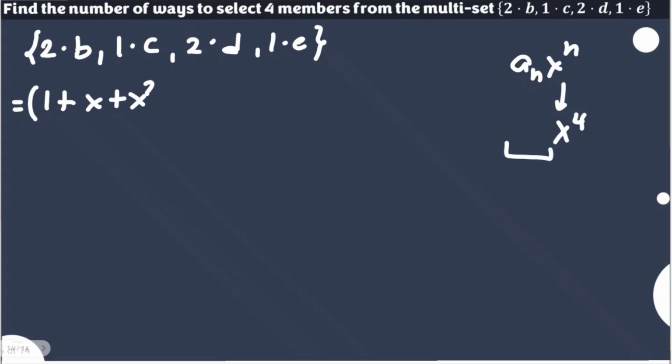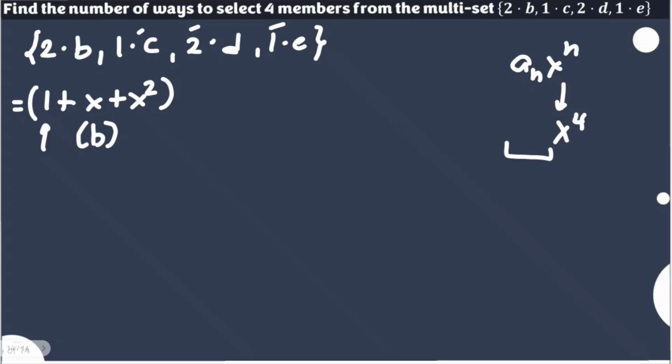plus x squared. In previous videos, we're able to identify bx and bx squared, right? But since it would be very difficult and very complicated for more than 3 or even 3 variables, let's just stay with no variables here. But this is for our b coefficient. So what does this mean? In our selection of 4 members, b may not be selected. What if I select this 4? So none of those b's are selected, right? So 1 is possible for that.